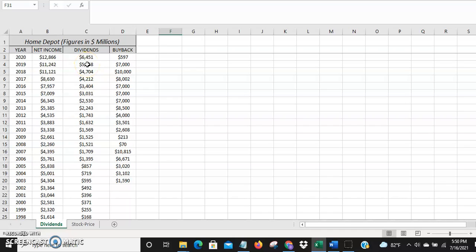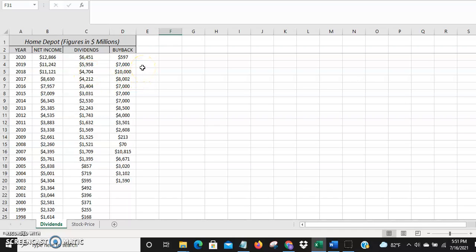If you do the math, in 2019 it earned $11.2 billion. It paid $5.9 billion in dividends, and it also bought back shares worth 7 billion. So for this extra, it is able to do that by borrowing money.